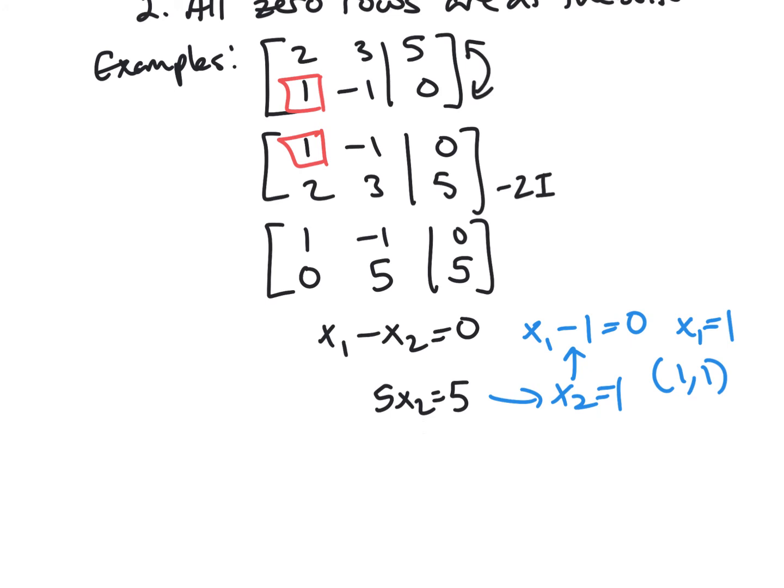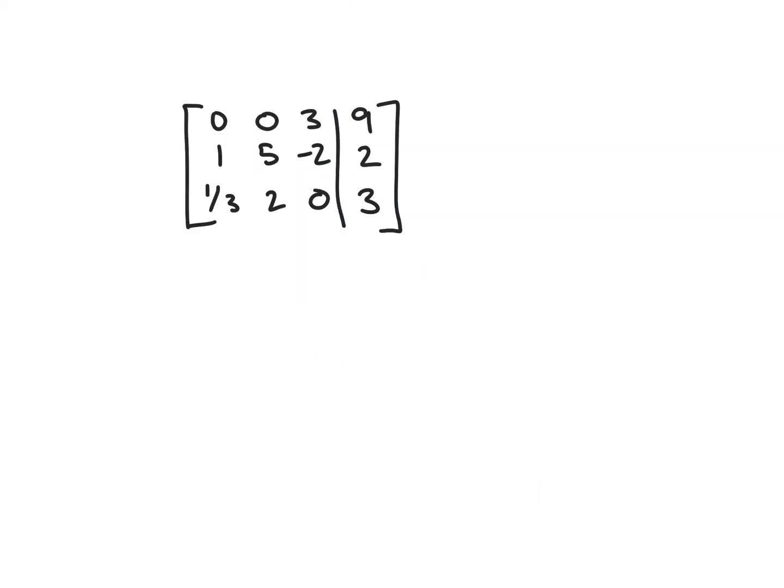And you may also see solutions written, and we'll start doing this more and more now that we have matrices, written in column vector form. And so the solution could be written 1, 1, where this is the x1 row and this is the x2 row. Okay. So now let's look at the second system that we had.